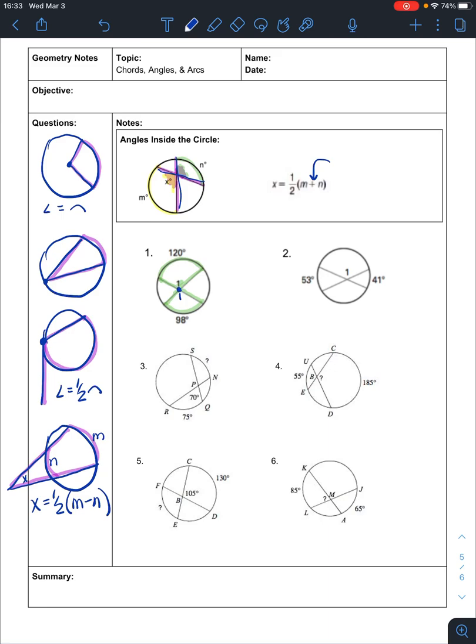So because the vertex of the angle is inside the circle, I'm going to add the 2 arcs together. So it's half of 120 plus 98. So 120 plus 98 is 218, and 218 divided by 2 is 109. So angle 1 is 109. So that angle right there is 109.